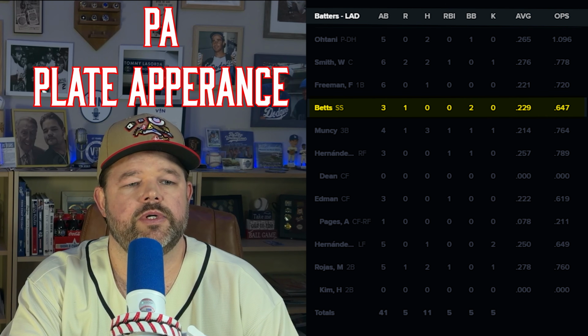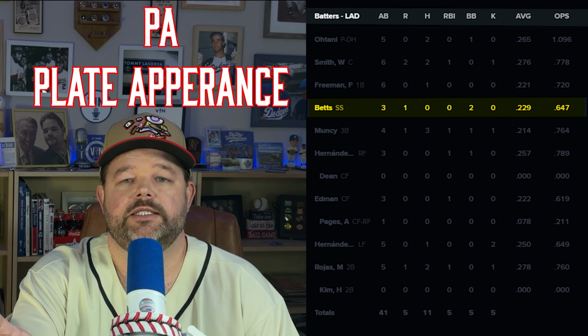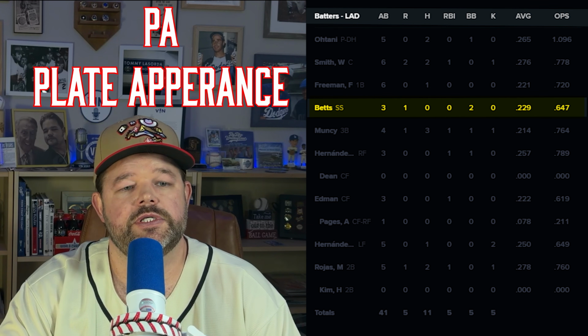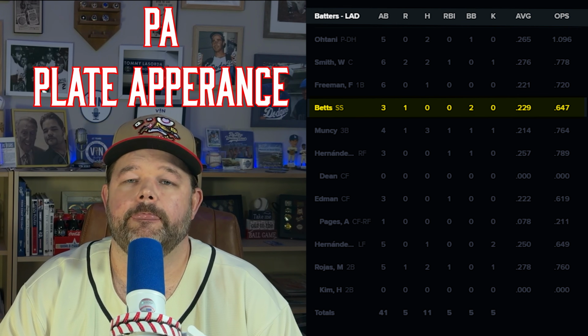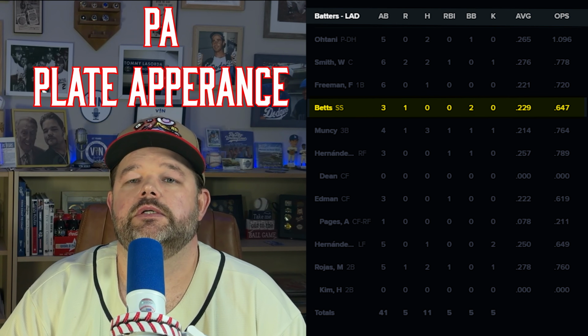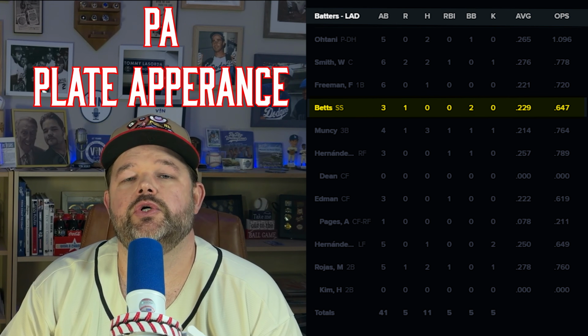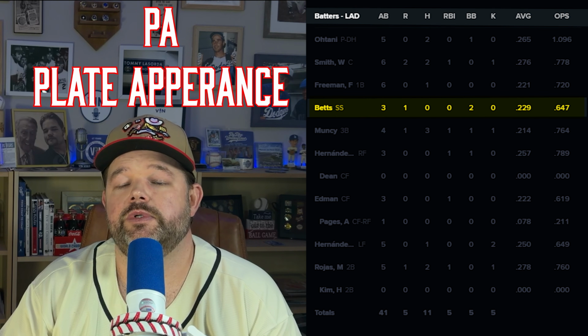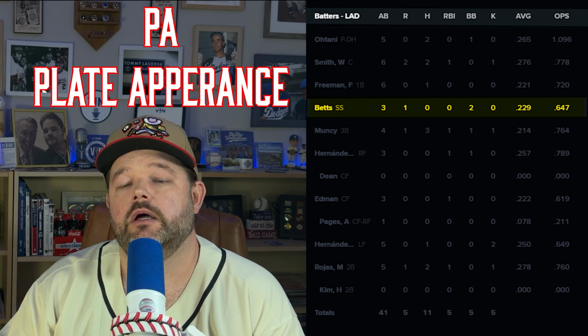Mookie Betts has 3 at-bats, which is 3 less than Freddie Freeman, the guy who hit right before him. How is that possible? Well, if you notice the BB, 2 walks. A walk does not count as an at-bat. So a player could come to the plate 5 times, earn 5 walks with 0 at-bats, resulting in an average for the day of 0.